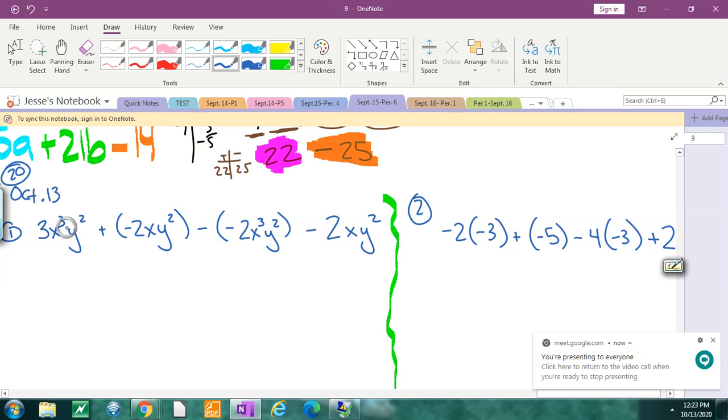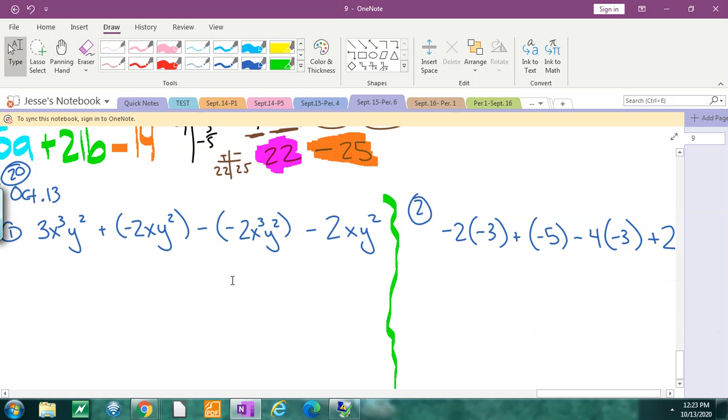So here, if you look at it, I got plus -2 minus a minus. Okay, so here you have a minus minus.